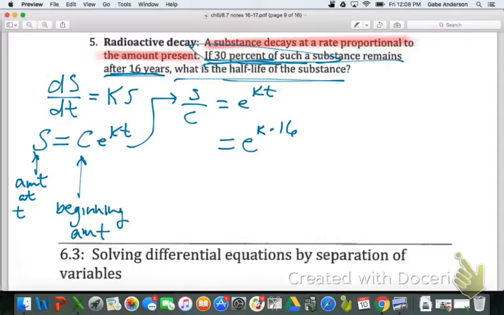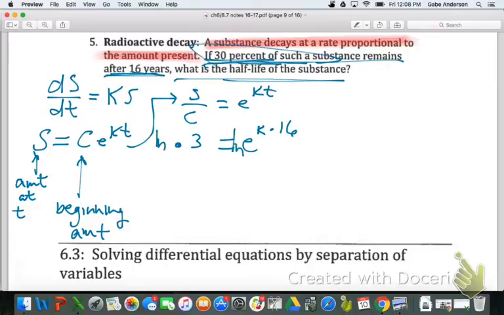And so here, whatever the S is, we have no idea. Whatever the C is, again, we have no idea. But we know that if 30% remains, S over C, that's the 30%. That division is your 30%. So I'm going to put 0.3 equals. Now, how do we find the K? The K is up in the exponent, so how do we get that out? ln, yes. So ln of both sides.